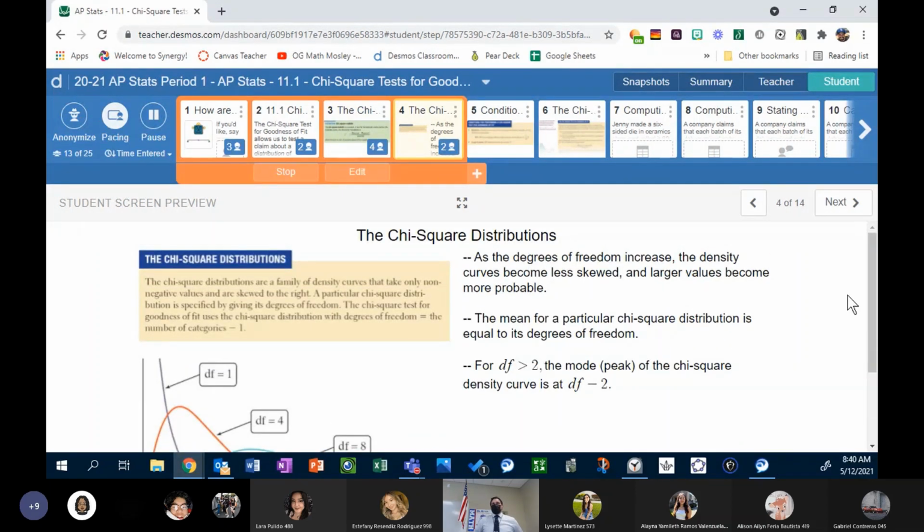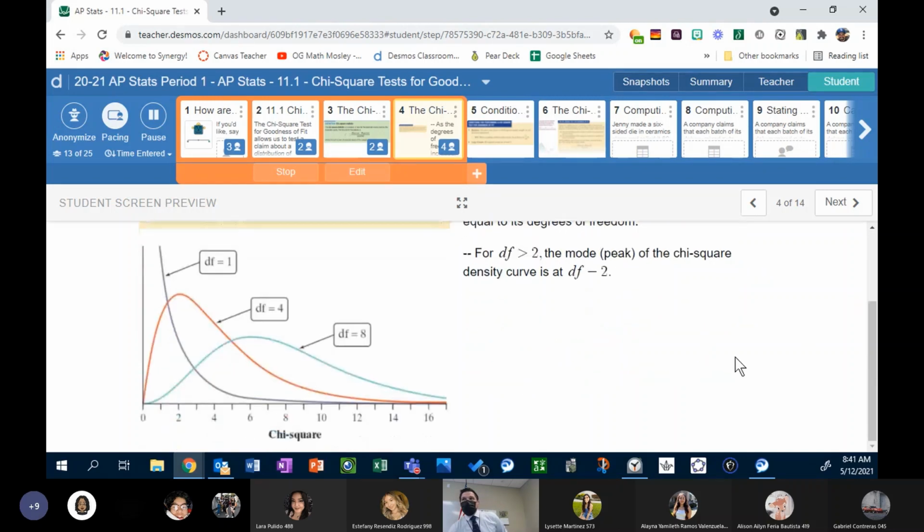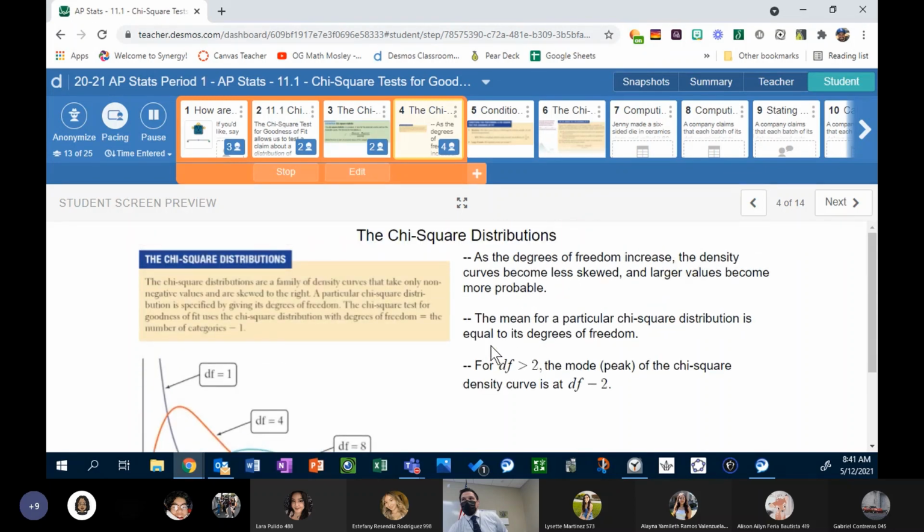And we have our chi-square distributions. This is a little picture of our chi-square distribution, with a few examples showing that right skewed distribution there on the left. The chi-square distributions are a family of density curves that take only non-negative values and are skewed to the right. A particular chi-square distribution is specified by giving the degrees of freedom.